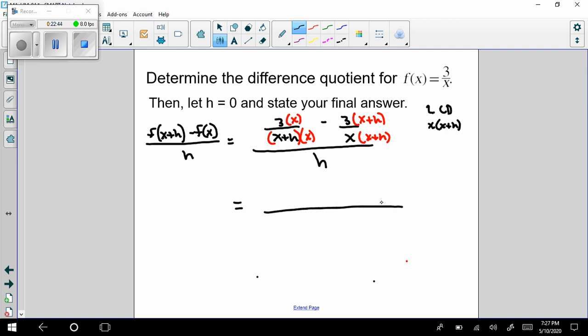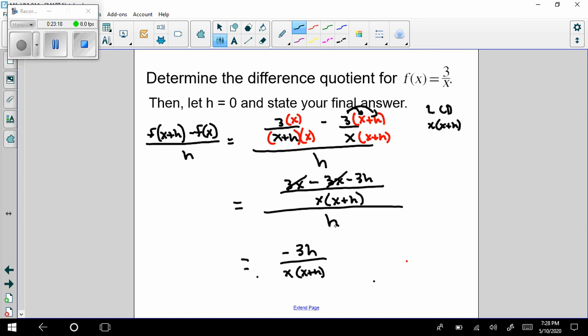So I still have my h on the bottom. I have 3x minus 3x minus 3h, if I distribute here, all over that denominator, and I go ahead and leave it factored, x plus h. Okay, so my 3x's cancel. So I'm left with -3h over x times x plus h.